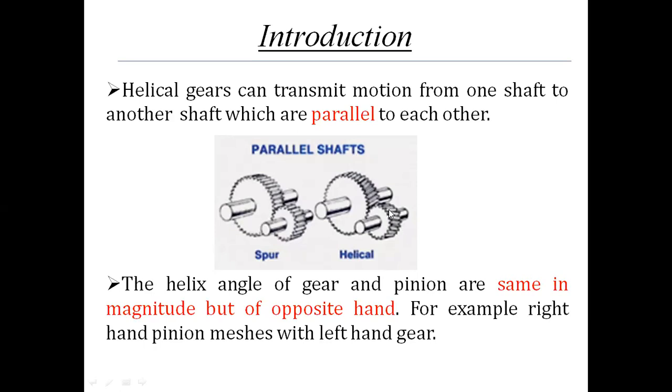The pinion will mesh with the gear, but the hands of the teeth are opposite. For example, a right-handed pinion meshes with a left-handed gear, or vice versa. If a left-handed pinion is there, it will mesh with a right-handed gear.